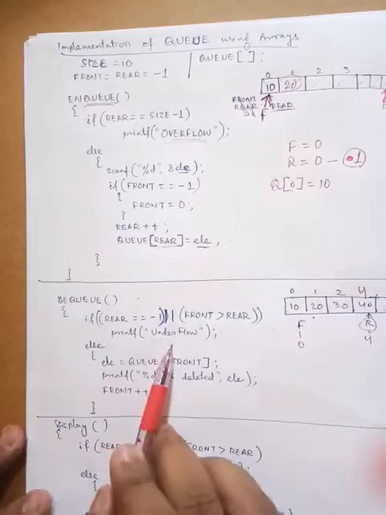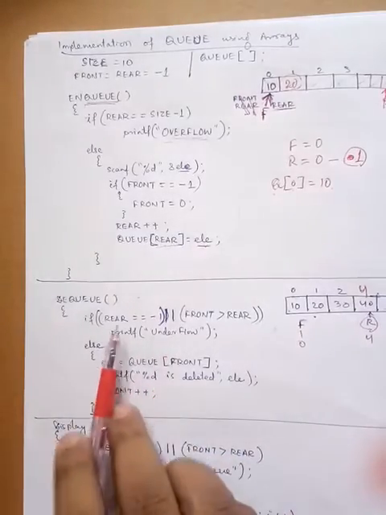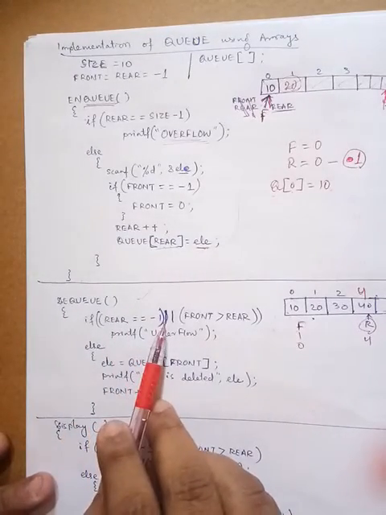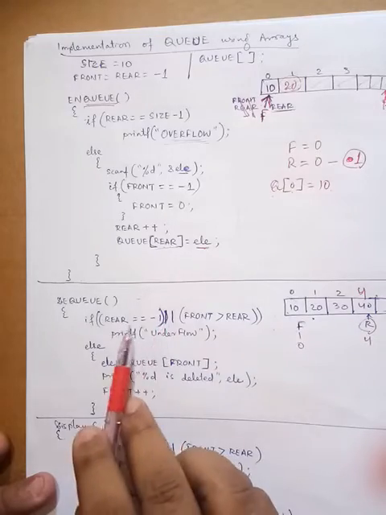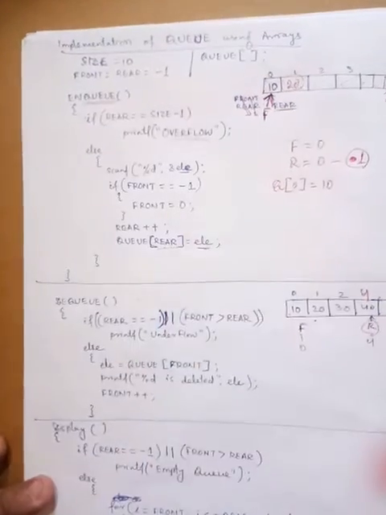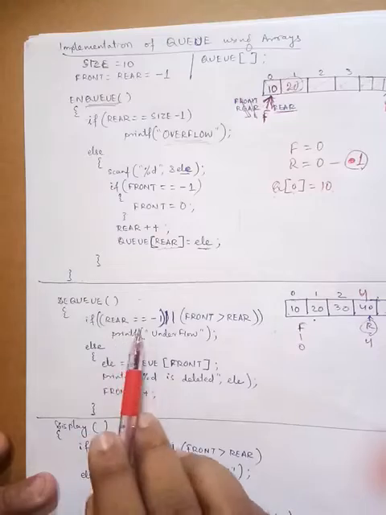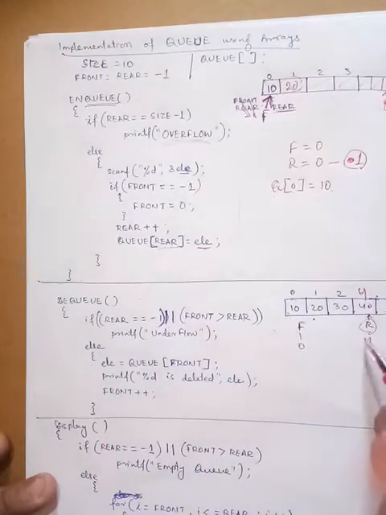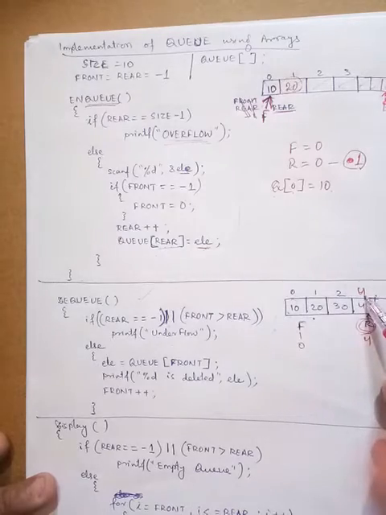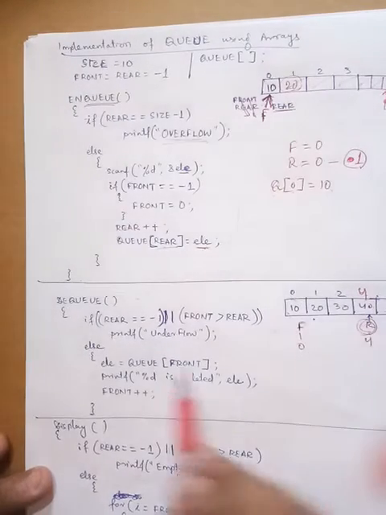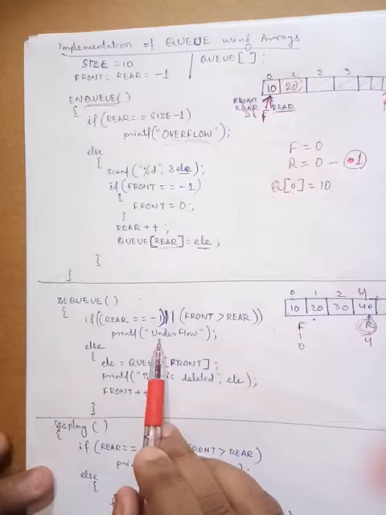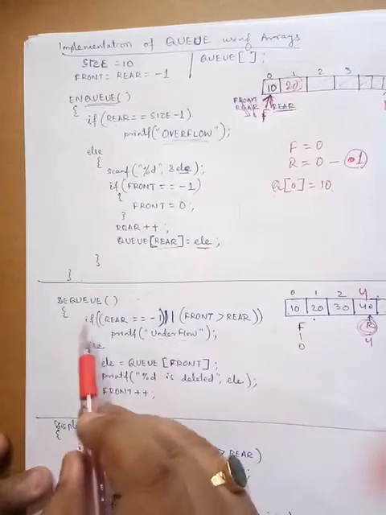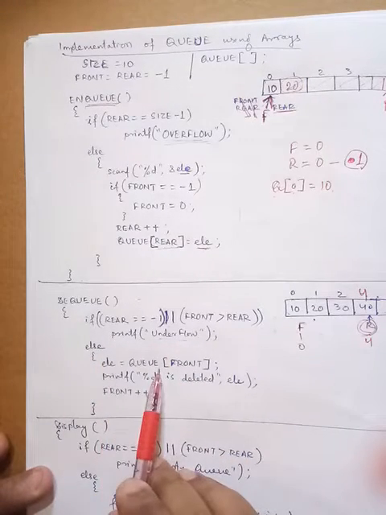So first you have to check the underflow condition. If rear is equal to -1, that means there is no element. If rear is not equal to -1, that means rear points to something else. Here rear points to this location for 4. So that means there is no underflow condition, you can delete the element.